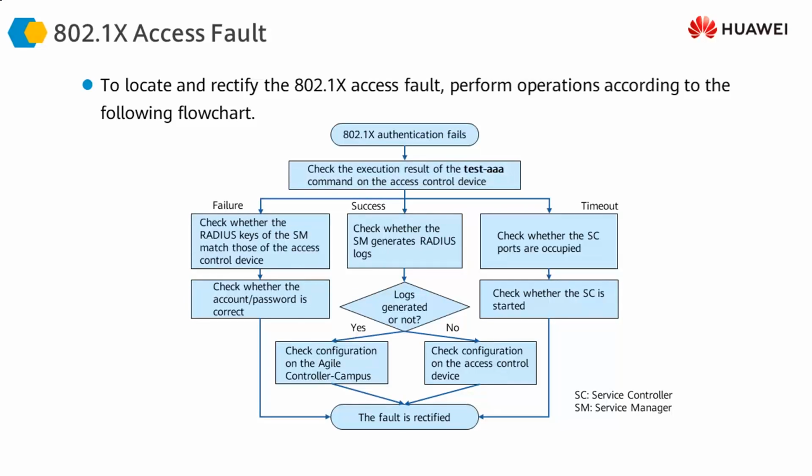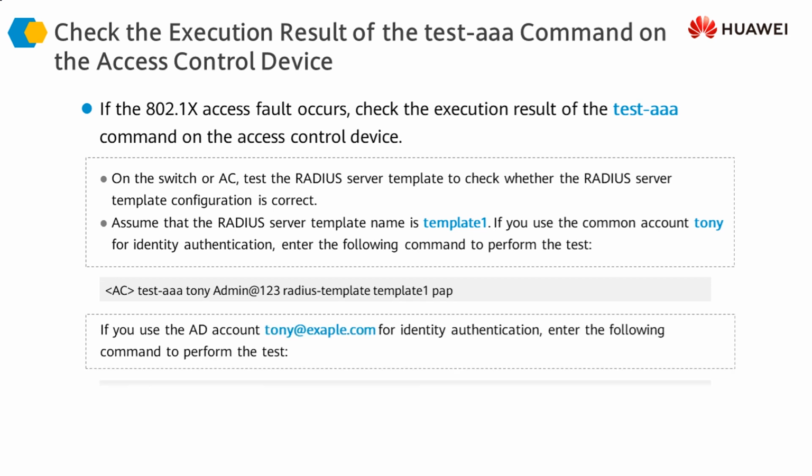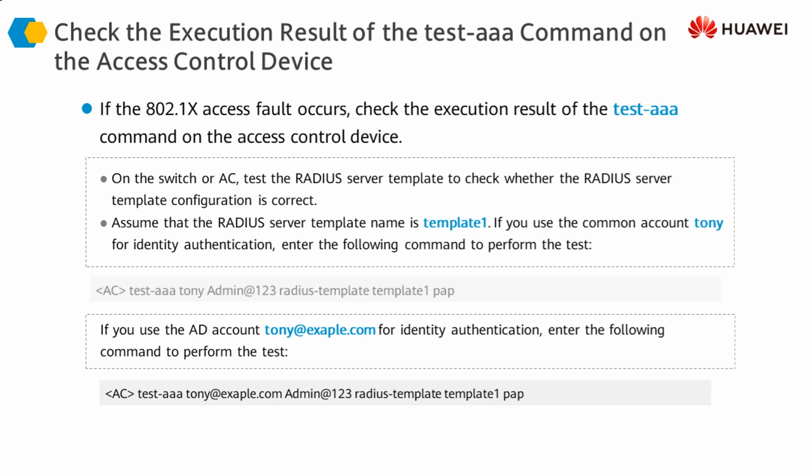A very useful and handy command that we can use to test our AAA configuration is the test-aaa command. We can use this command to test our AAA configuration both on the access controller or on the aggregation switch and on the agile controller on the other side. So you can use any one of the test accounts to test the AAA configuration on the devices on the two sides of the connection, that is your aggregation switch and the agile controller, or your wireless access controller and your agile controller.